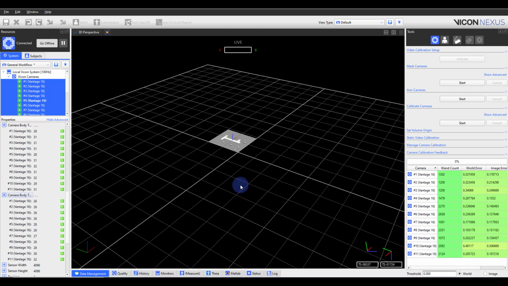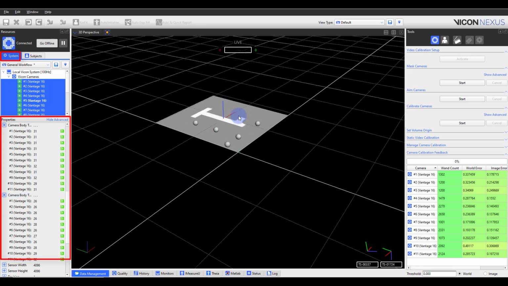This first video shows you the calibration wand in the volume immediately after calibration. In the Resources pane, Systems tab, you can see that the temperatures reflect the values of the cold system. In this case, the calibration was completed as soon as the hardware was turned on. You can also see that the markers are reconstructed as expected.